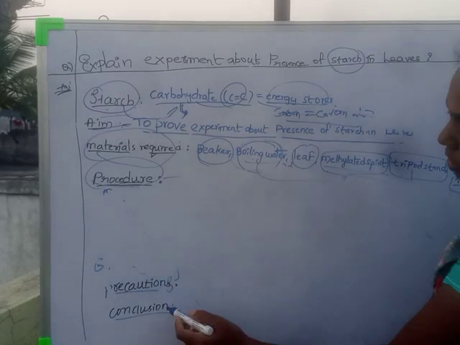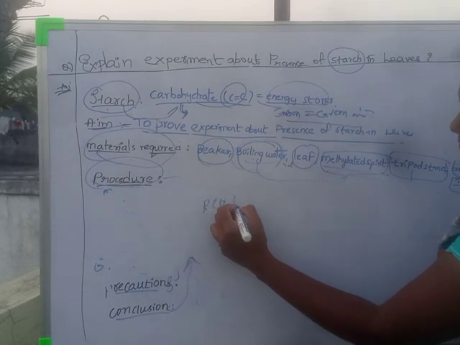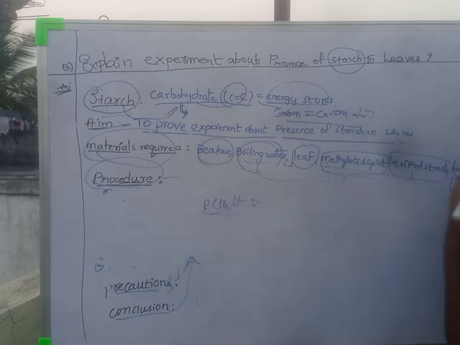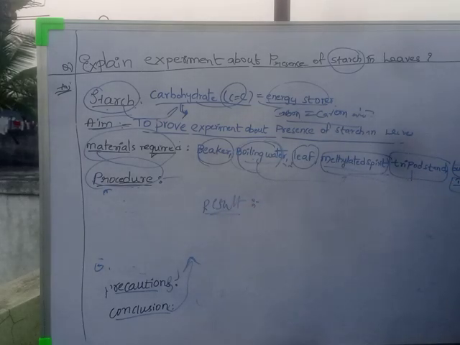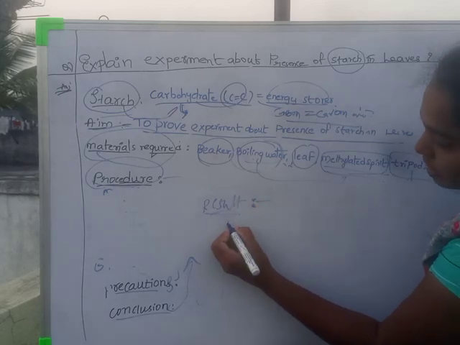Next, conclusion. This is the result. Conclusion is nothing but the result. What we are observing in the experiment, we have to write as the result. Then, what result do we observe?